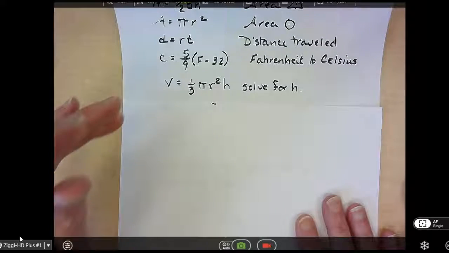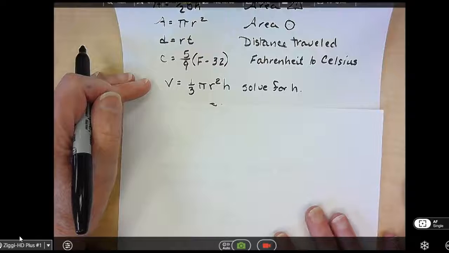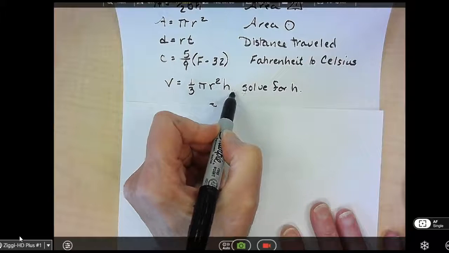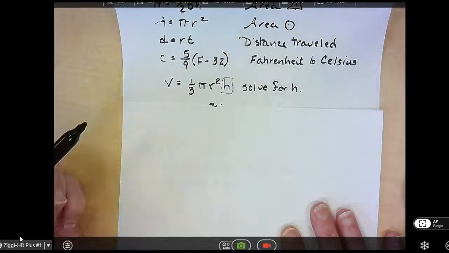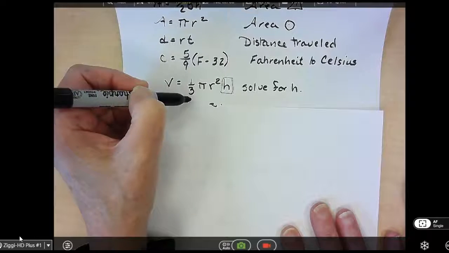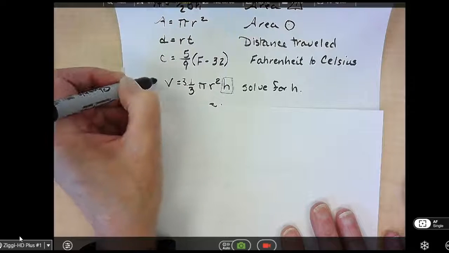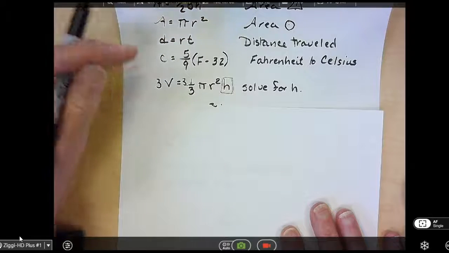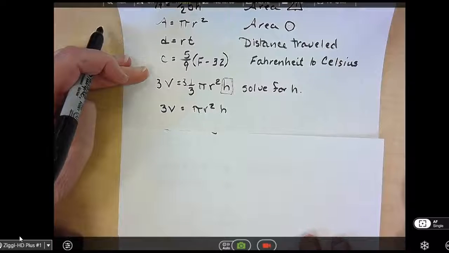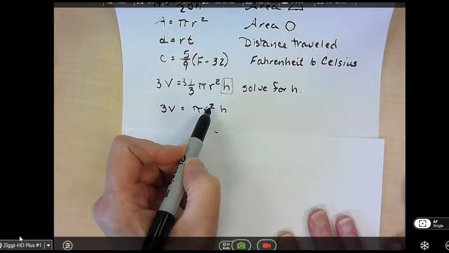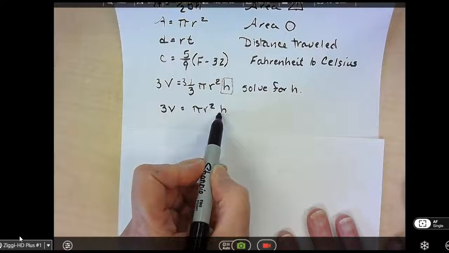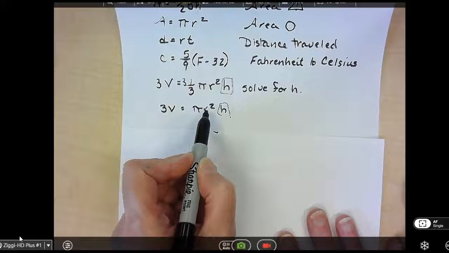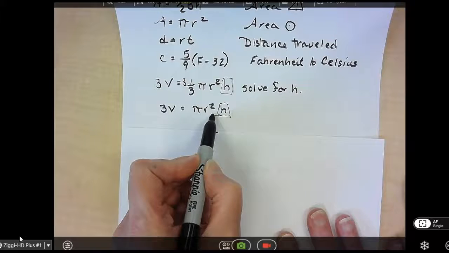You solve for a variable when it's all variables, just like you would when you had numbers and variables. So we're solving for h, so I'm leaving this alone. That's my variable term. So I have to get rid of 1/3. So I do that by multiplying by 3, because it's 1 divided by 3, so cancel your division with multiplication. So now I have 3v equals pi radius squared times height. Again, we're still trying to get h by itself, so I need to get rid of pi times r squared times h, so I divide.